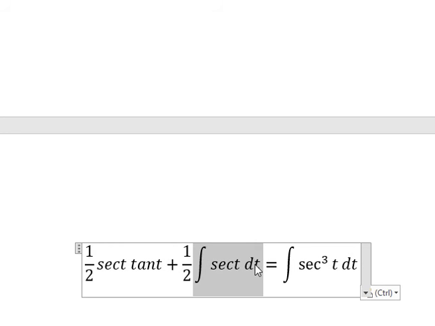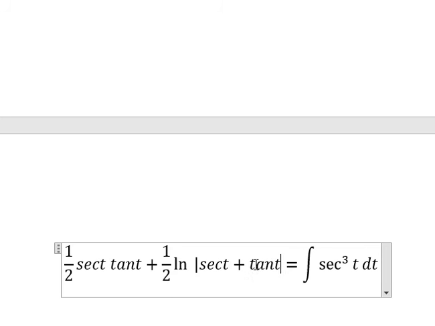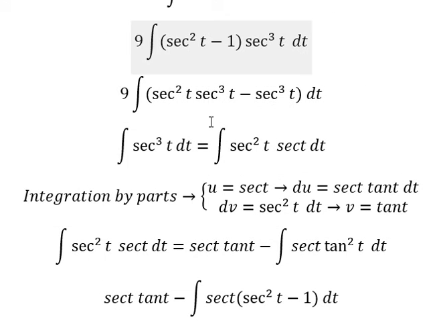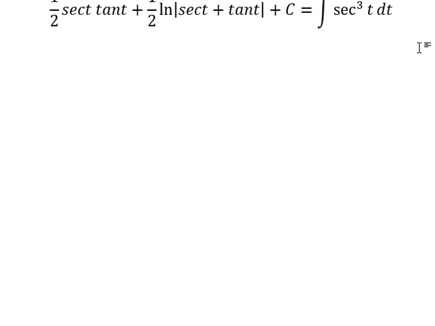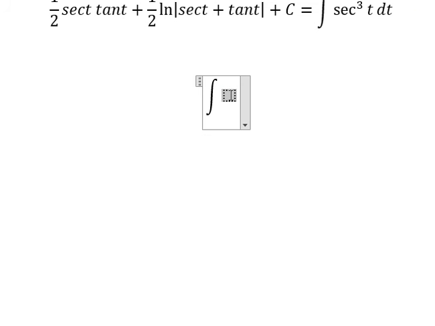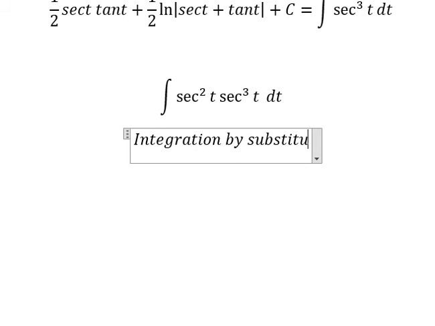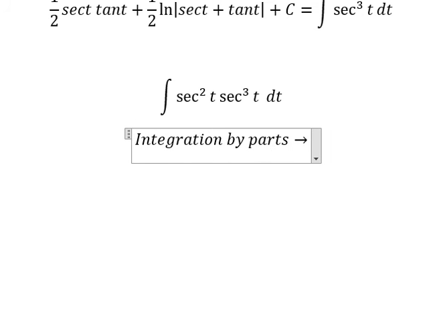About this integration, we get ln of the absolute value of secant of t plus tan t, and we put c. Now let's go to the last one. Let's see this one in here. So we need to use integration by parts.